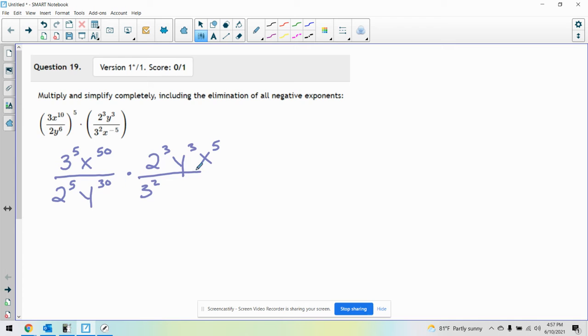So let's combine the tops first. I have 3 to the 5th, 2 to the 3rd. I'm just going to leave them the way they are for right now. 3 to the 5th times 2 to the 3rd. X to the 50th times x to the 5th. That's going to be x to the 50th plus 5, that's x to the 55. And then you have y to the 3rd, over, I'm going to leave this as 3 squared, 2 to the 5th, y to the 30th.